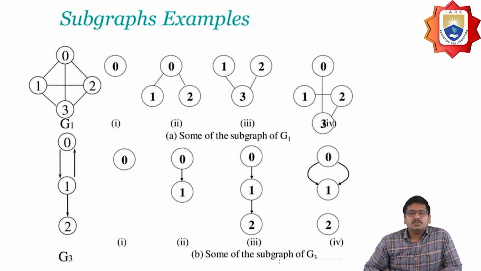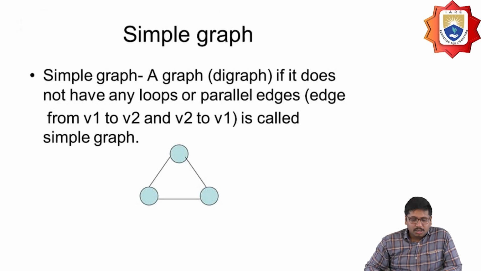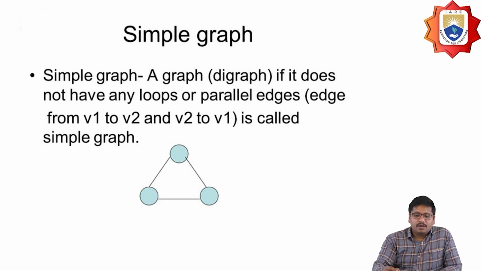Subgraph means that some of the subgraphs in the graph are mentioned here. So this is also another example of that. And next one is the simple graph. So what is a simple graph here? A simple graph means a graph that does not maintain multiple or parallel edges and loops. That kind of graph is what I'm going to call a simple graph.